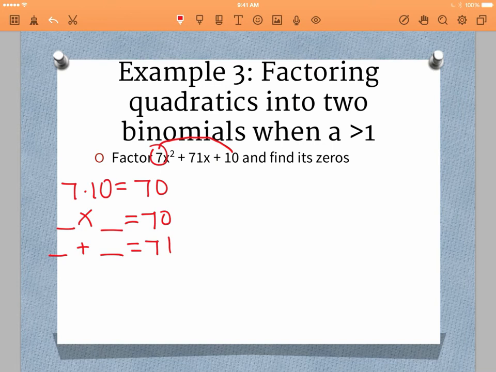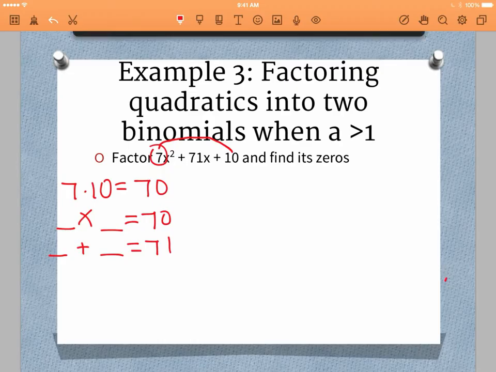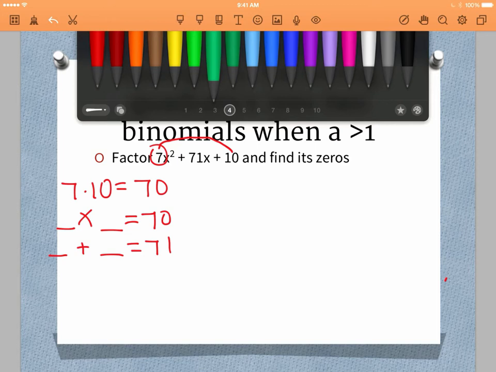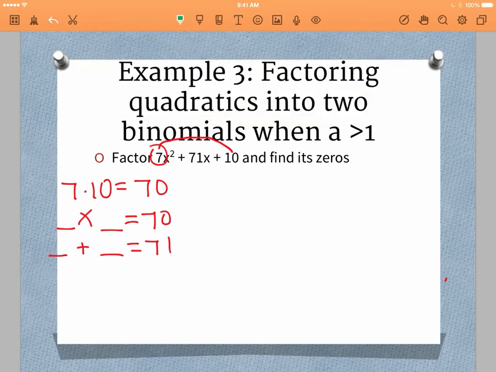This is one technique to use. Another technique is people usually just do it by guess and check. So you find a procedure that works for you. We're going to use this procedure now. It's kind of hard to think of all the factors of 70, but why don't we just talk a little bit common sense? What about 70 times 1?